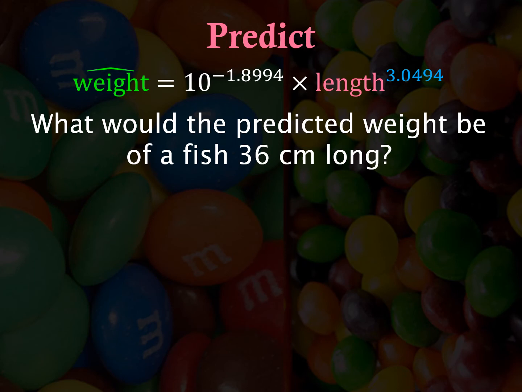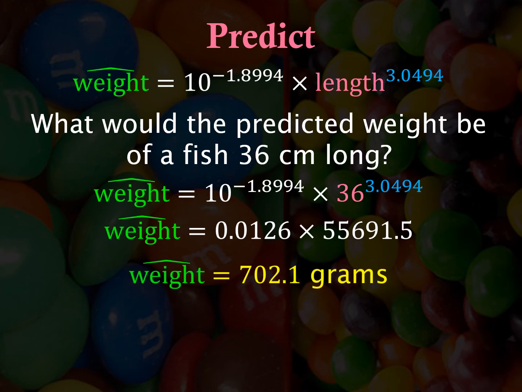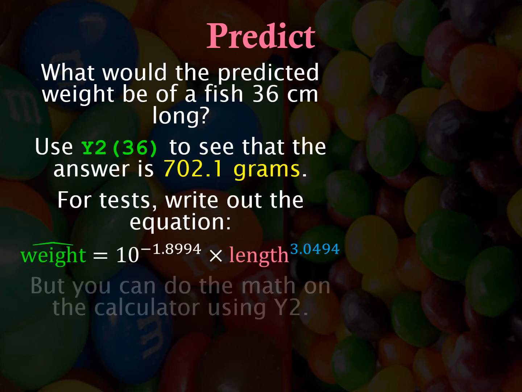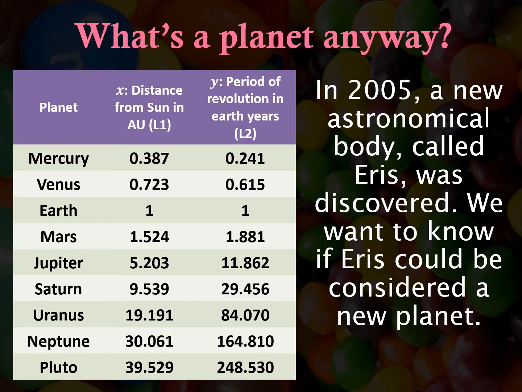So what would be the predicted weight of a fish 36 centimeters long? You plug in 36 for X, and you see the predicted weight is about 702 grams. And if you want to use a calculator, this is what you would end up with. So a problem like this is how you would do these problems. You don't know before you look at the problem if it's exponential or power. So what you're going to do is you're going to have to end up trying both.